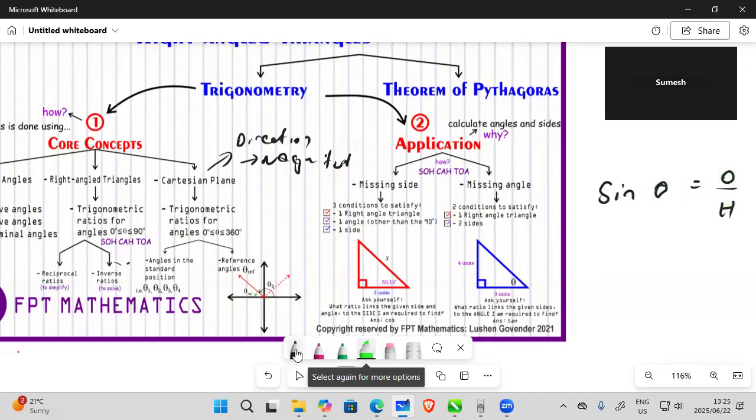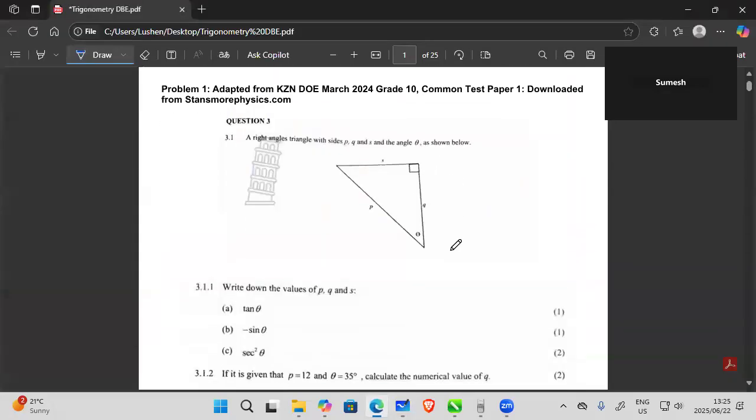And then you just need to ask yourself, what ratio will link the given side to the unknown side? In this case here, it's cos. Here you'll have to ask yourself, what ratio will link both the sides to this angle? What's that answer? Tan. That's the question that you ask yourself, the way you frame the question. So let's solve some questions here.